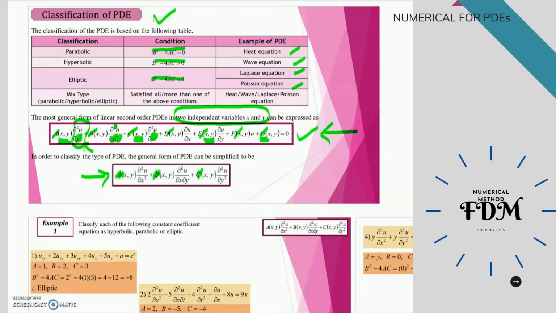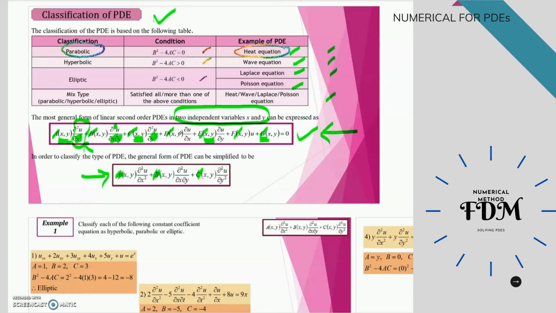Okay, so now we want to know whether we have heat, wave, Laplace, or Poisson, or it can be a mixed type function, it can be parabolic, hyperbolic, elliptic function, by looking at the b squared minus 4ac. Is it equal to 0? Is it less than 0, or is it greater than 0? If you have b squared minus 4ac equals 0, you have a heat equation, or in PDE we can classify it as a parabolic equation.